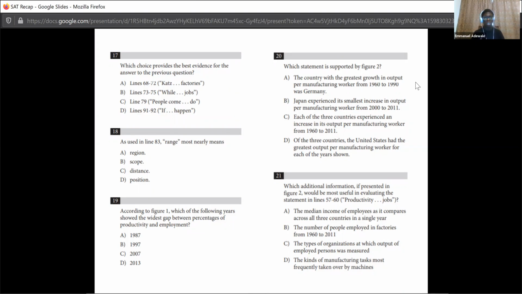And the best piece of information that could help us do that would be choice B, which is the number of people employed in factories from 1960 to 2011. In figure two, in order to evaluate that statement, it would need to have accurate information about the number of jobs that people had in factories over that period, 1960 to 2011. And again, without knowing those numbers, it's not possible for us to determine how correct Brynjolfsson's statement is.